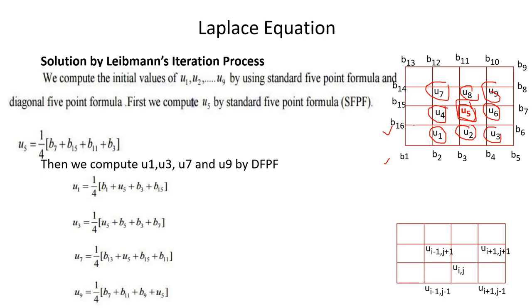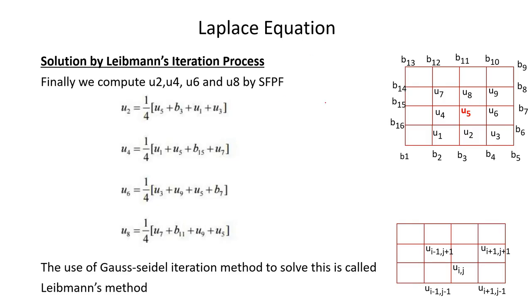So how to determine this U5? You have to use the standard 5-point formula. We consider the points B11, B3, B7 and B15. Use the standard 5-point formula to calculate U5. Then use the diagonal 5-point formula to calculate the diagonal values U1, U3, U9 and U7. After that, the intermediate values U2, U4, U6 and U8 can be determined using again the standard 5-point formula.